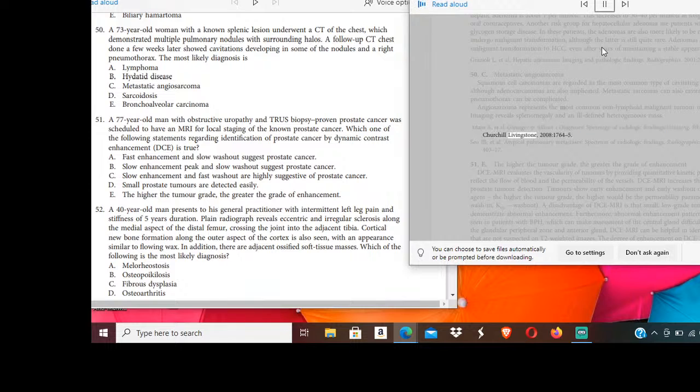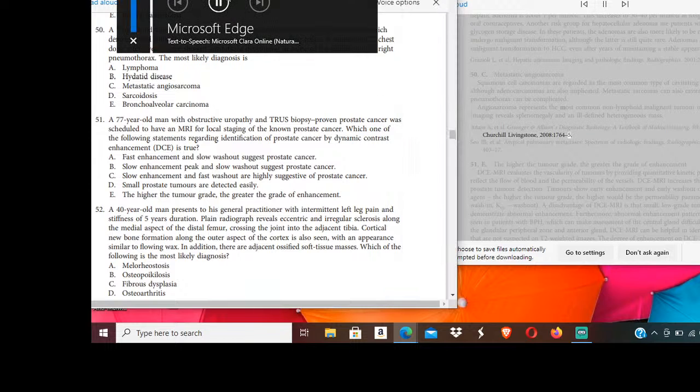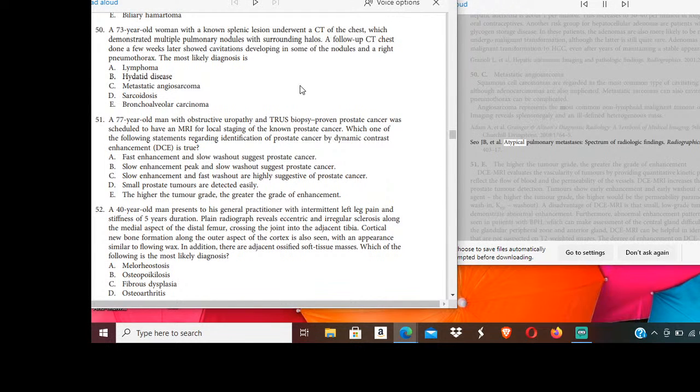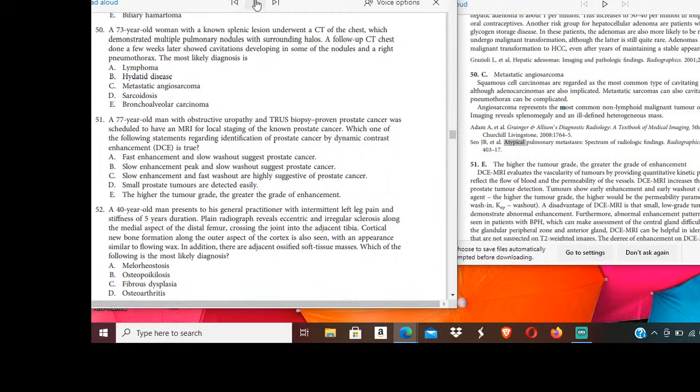New York, Churchill Livingstone, 2008:1764-5. COJB, ETAL. Carcinoma.